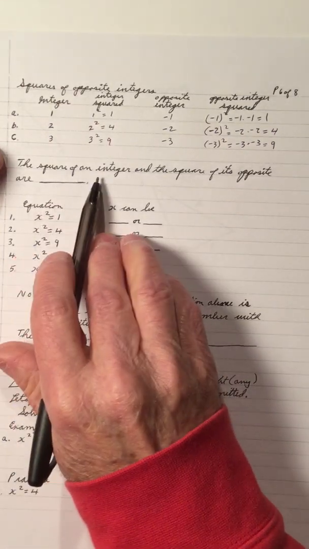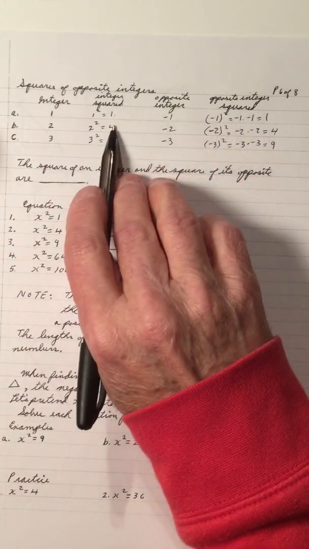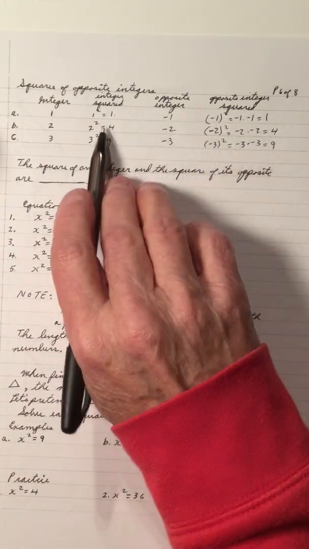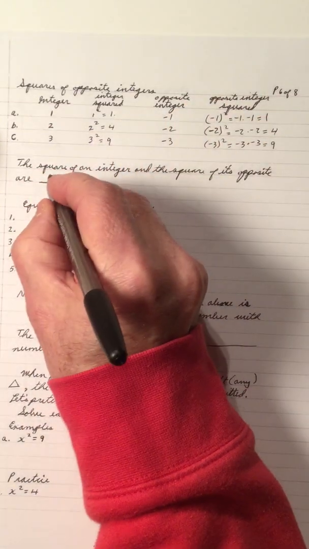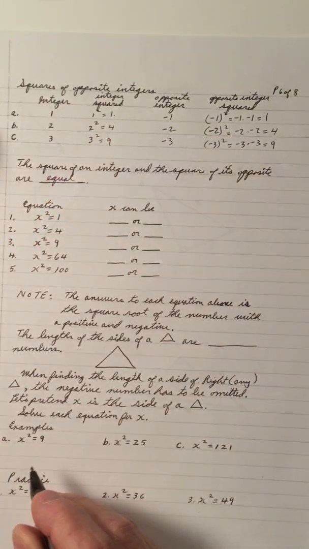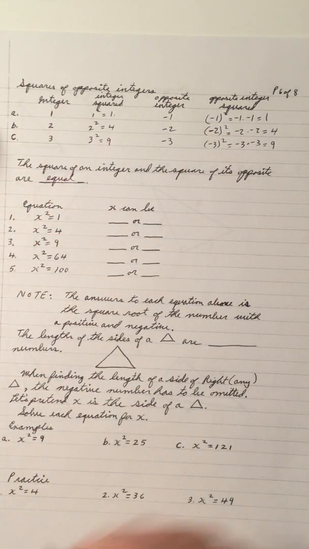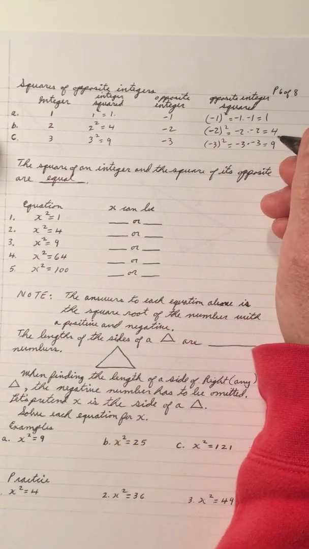The square of an integer and the square of its opposite are the same. These numbers here are 1, 1, 4, 4, 9, 9. So if I square an integer and I square its opposite, they are equal, because a positive times a positive is positive, and a negative times a negative is positive, so we get positive answers.